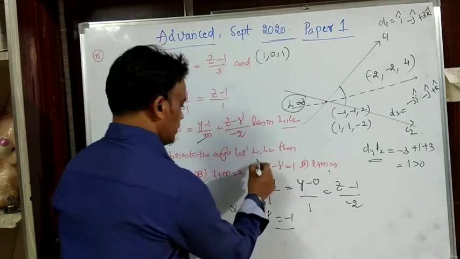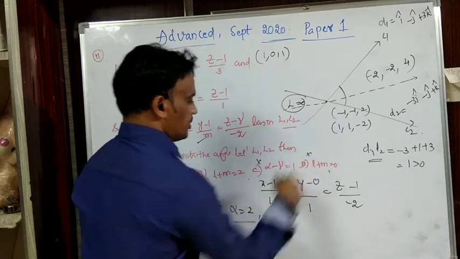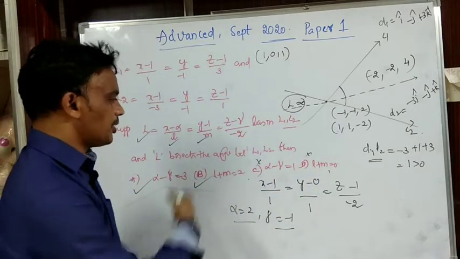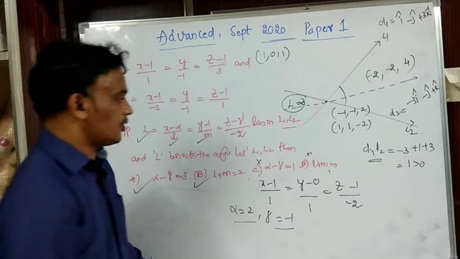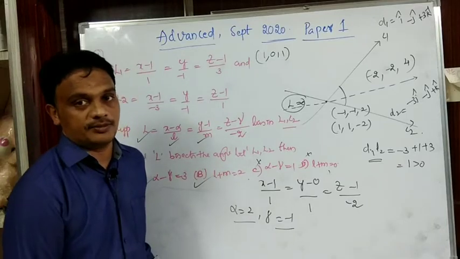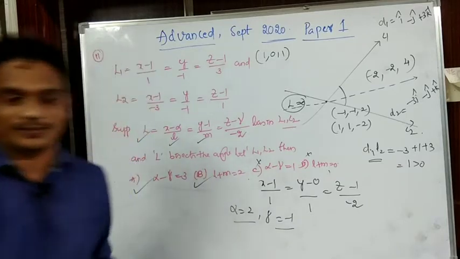It is not satisfying the third option and the fourth option. Yes, this is the problem. Very simple problem, from 3D straight lines, 3D geometry. Come on, students, make a note.